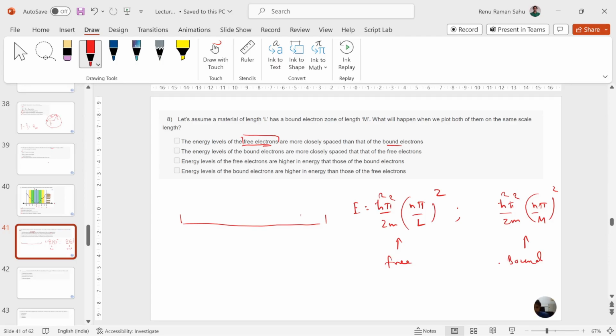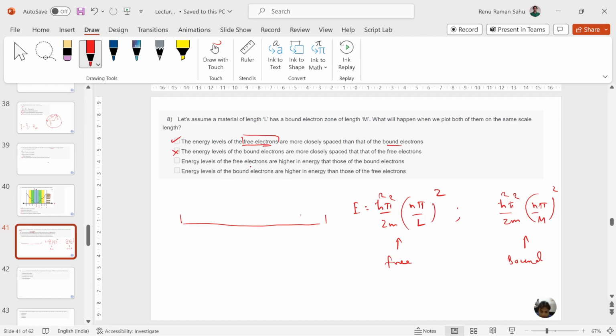You got it, right? Yes. So the first one, free electrons are more closely placed, this is correct? What about the second question? Bound electrons are more closely placed, that is not right, because they are not bound, right?